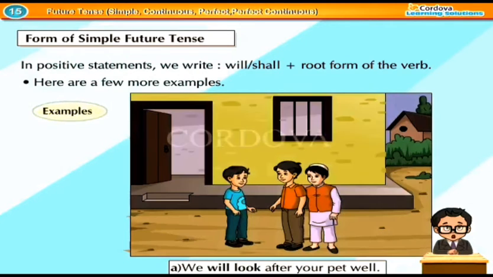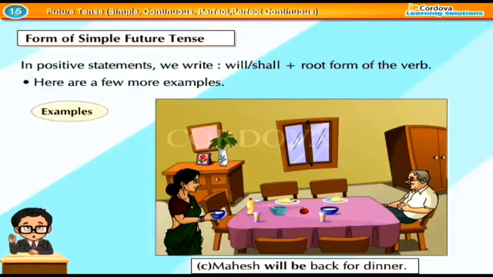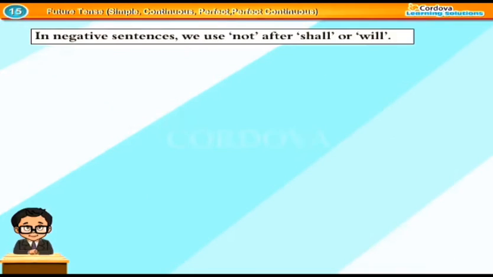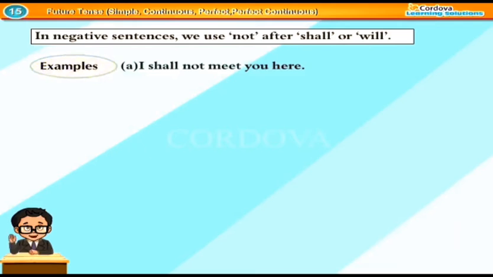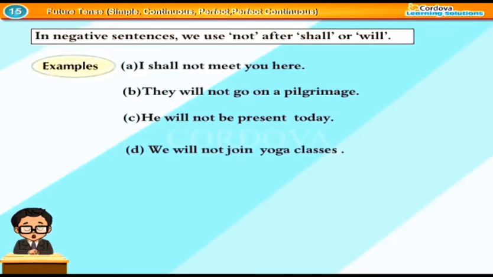Examples. We will look after your pet well. I will miss her after she leaves. Mahesh will be back for dinner. In negative sentences, we use not after shall or will. Examples. I shall not meet you here. They will not go on a pilgrimage. He will not be present today. We will not join yoga classes.